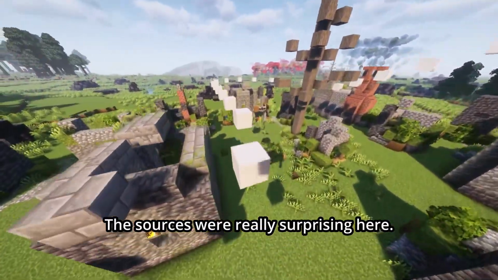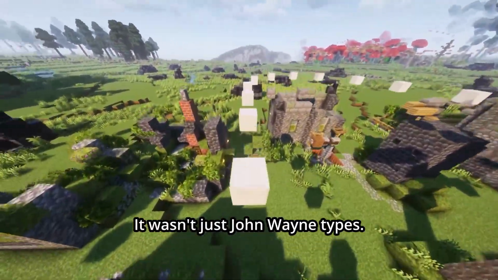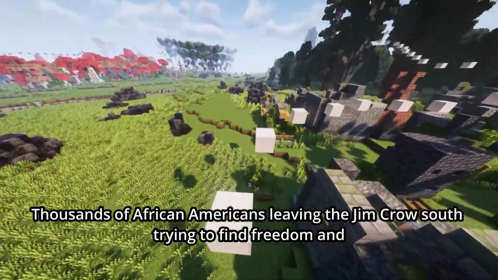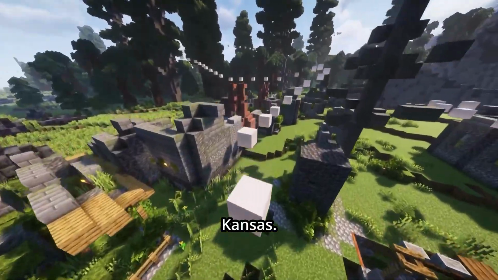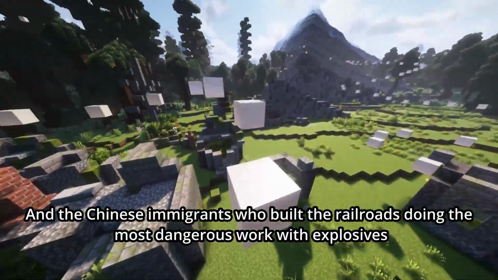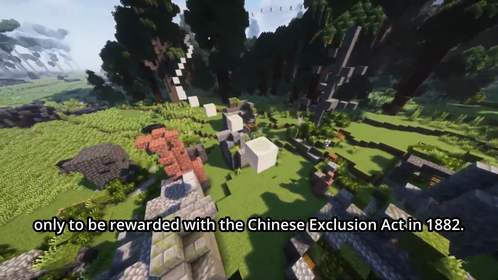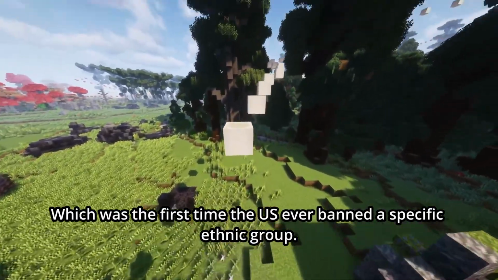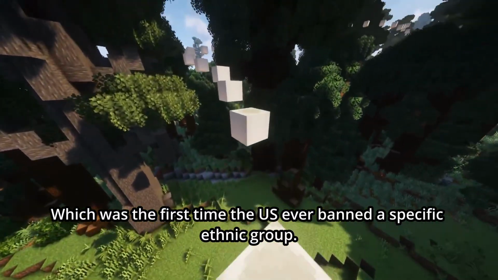The sources were really surprising here. It wasn't just John Wayne types. We have the Exodusters. Thousands of African Americans leaving the Jim Crow South trying to find freedom in Kansas. And the Chinese immigrants who built the railroads, doing the most dangerous work with explosives, only to be rewarded with the Chinese Exclusion Act in 1882. Which was the first time the U.S. ever banned a specific ethnic group.